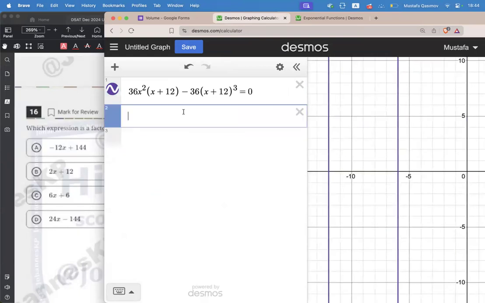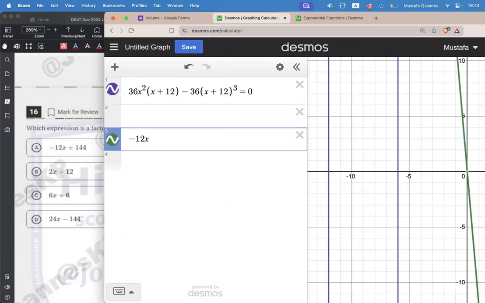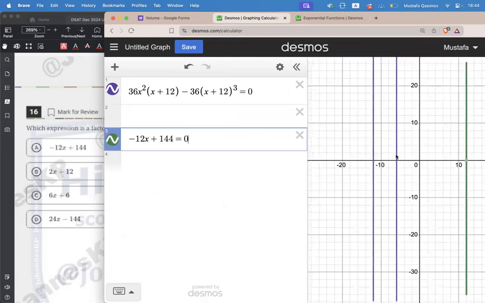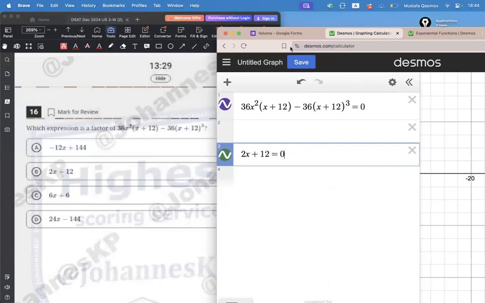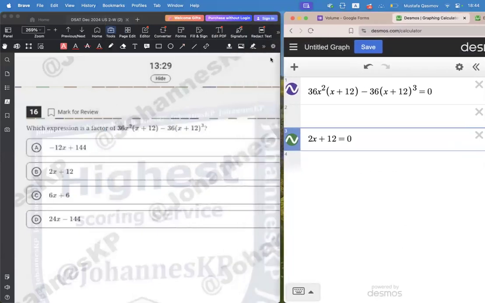Then let's write option here. Option A, negative 12x plus 144 is equal to 0, let's say. So it is different from that 2. Then let's write 2x plus 12. You can see that one of these lines is the same as that one, so it means that is also correct. Short, the answer is B. Any question?